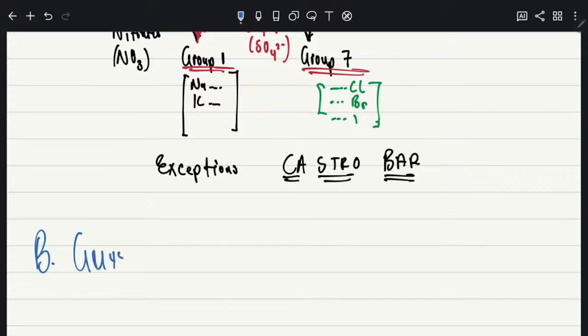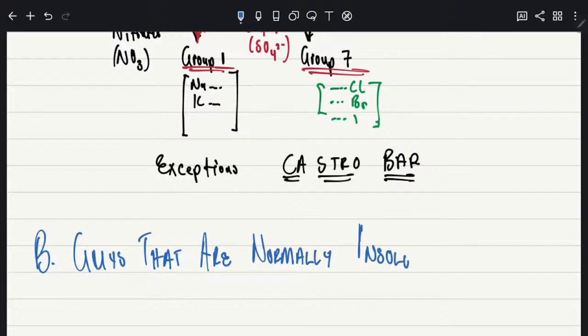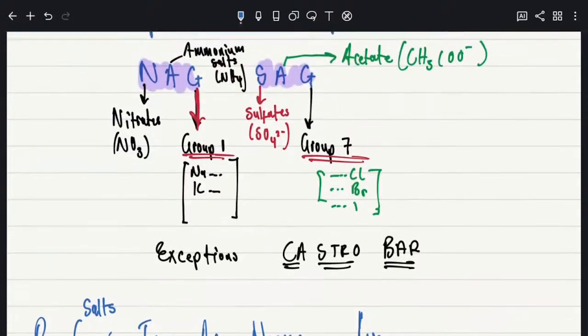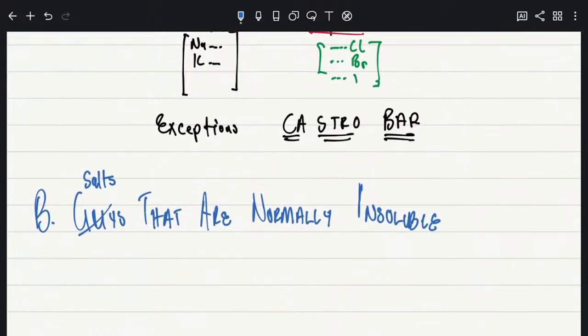Let's say salts that are normally insoluble. Which ones are those? The stubborn ones. Here we've seen the good guys. You should write them down many times. When you get a question, you go to the back, you put this quick. The bad guys, who are they?